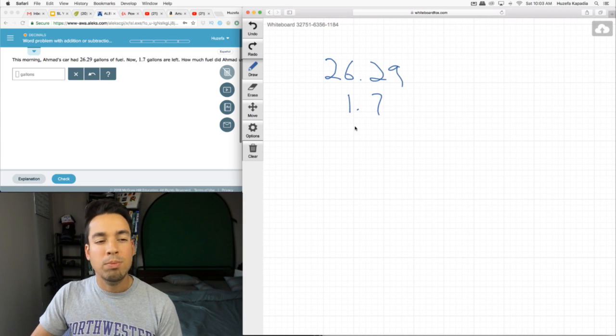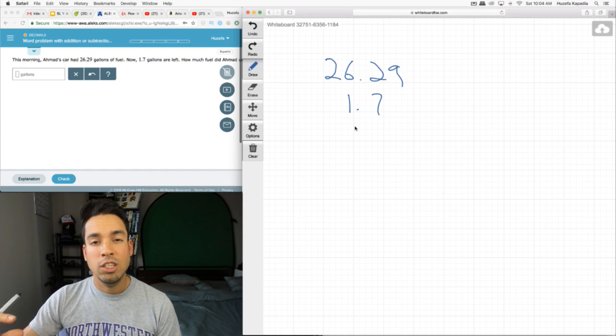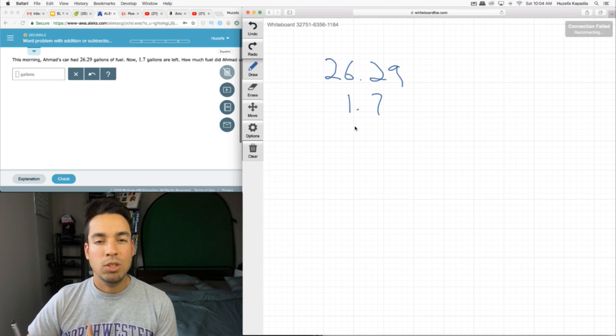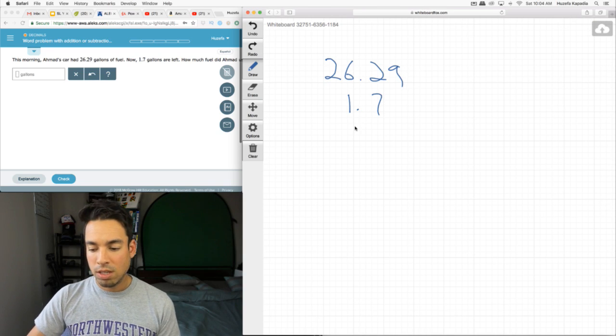So the question is, what type of problem is this? Is it addition or subtraction? Well, think about it. We're trying to calculate how much he used. It's essentially the difference between what he started with and 1.7. So this is a subtraction problem, so we're going to subtract.